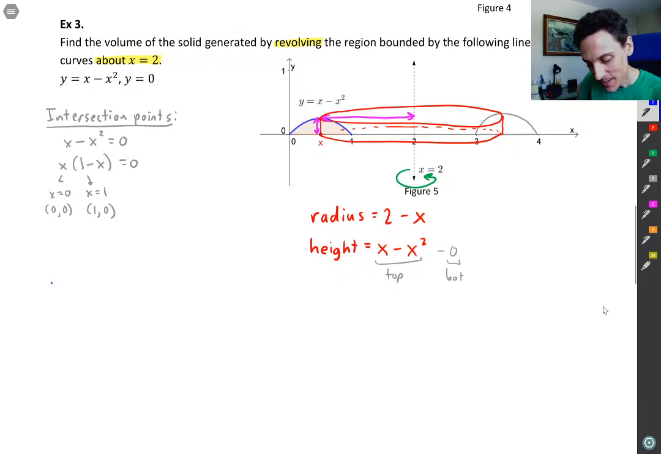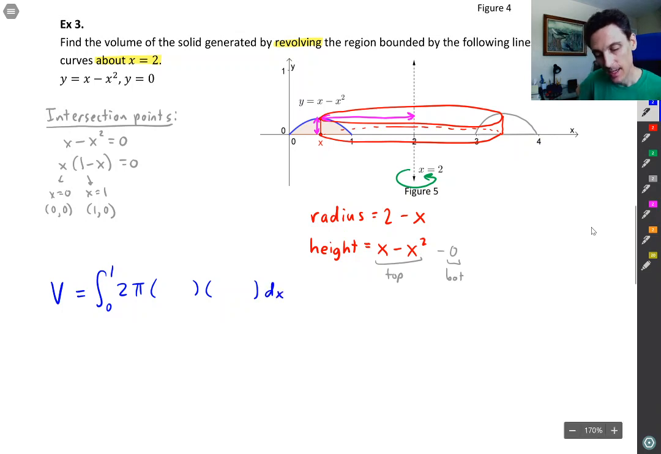So we're going to feed this radius and height into the shell integral. Now the integral is going to go, as we talked about just a moment ago, from x equals 0 to x equals 1. That's where your x values are going to go across your region. Then we're going to take 2 pi times the radius, then times the height, and dx, because our rectangles are vertical, so we're going to integrate with respect to x. That's why everything here we did was in terms of x.